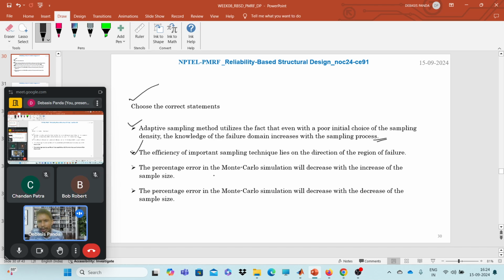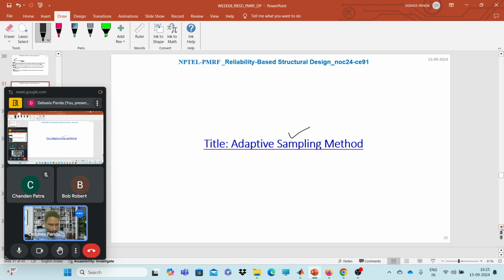The percentage error in Monte Carlo simulation will decrease with increase of the sample size. Tell me, is it a correct statement or not, Bob? Correct. Yeah, it's a correct statement. Very good. And the last one, the percentage error in the Monte Carlo simulation will decrease with decrease of the sample size, and that is wrong. So these three are the correct statements, right? Agree? Yes.